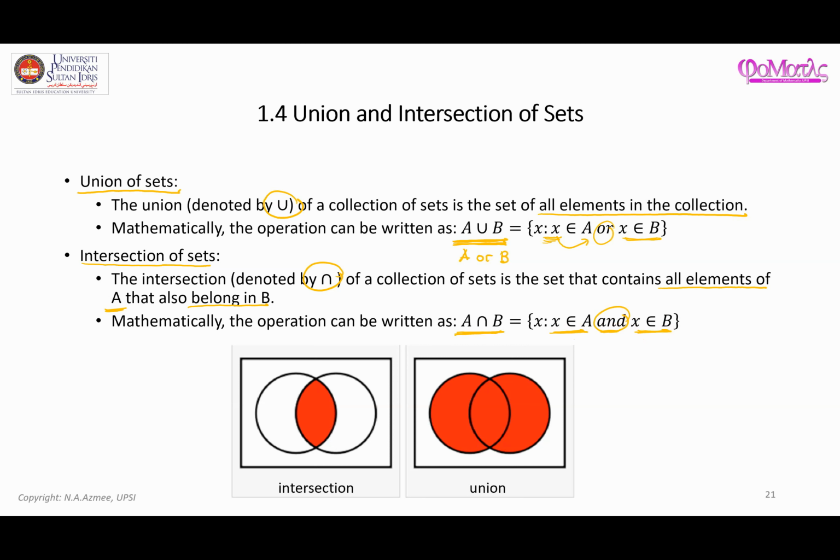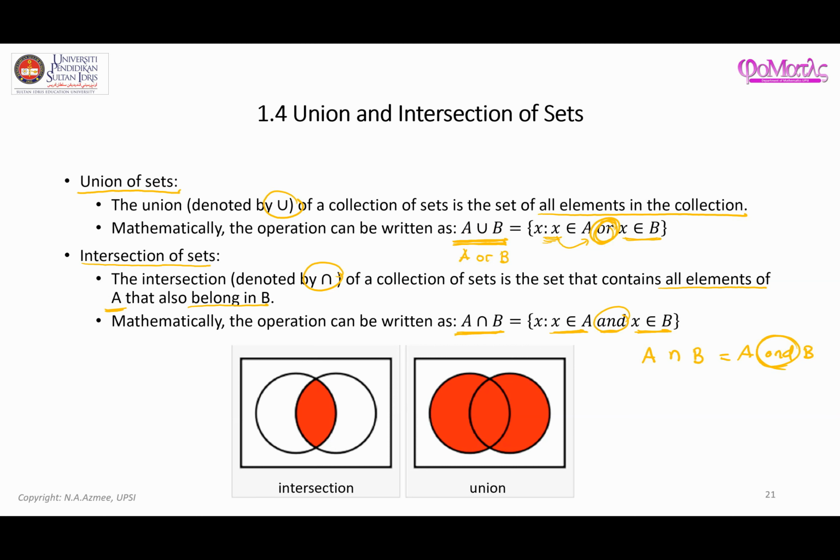So the keyword here is AND. Sometimes the process of saying A intersects with B is denoted as A and B. So the keyword here is AND for intersection and OR for union.